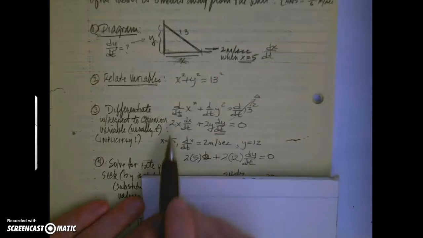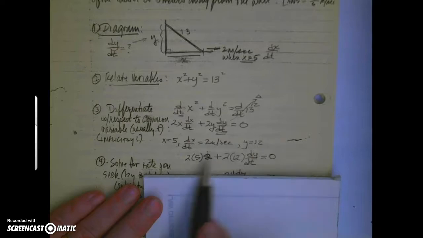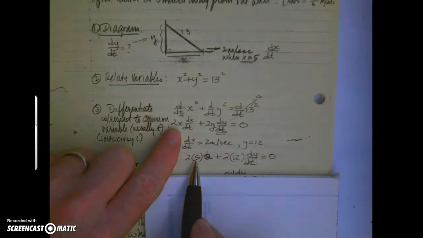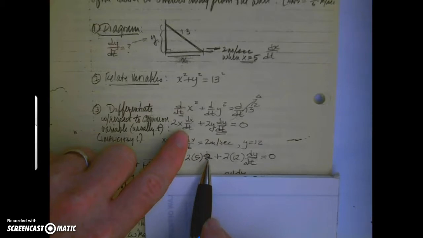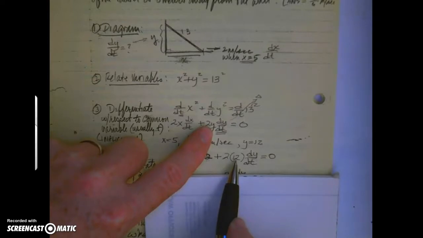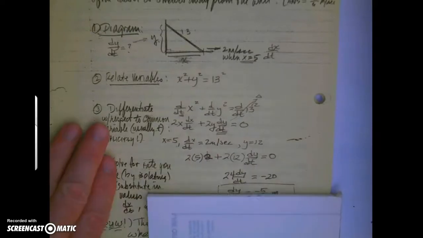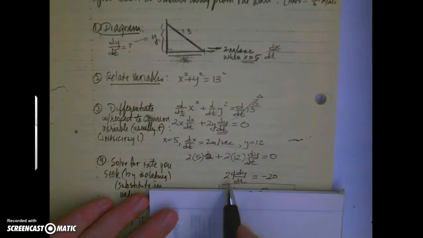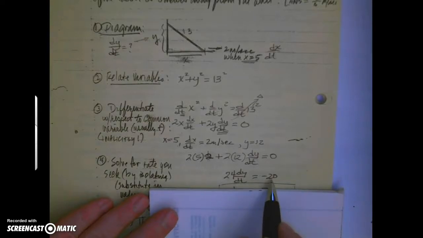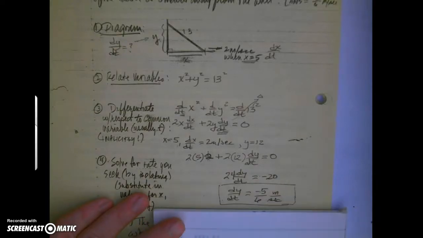Now I can take my derivative equation and plug in all the values that I know. So I know what x is, it's equal to 5. I know what dx/dt is, it's equal to 2 meters per second. I know what y is, it's going to be equal to 12, and I know dy/dt is what I'm trying to find. Now I can isolate dy/dt, and when I do, I'm going to get 24 dy/dt equals negative 20 by moving 20 over to the other side, and then I can isolate dy/dt further, and when I do, I get negative 20 over 24, or negative 5/6 meters per second.